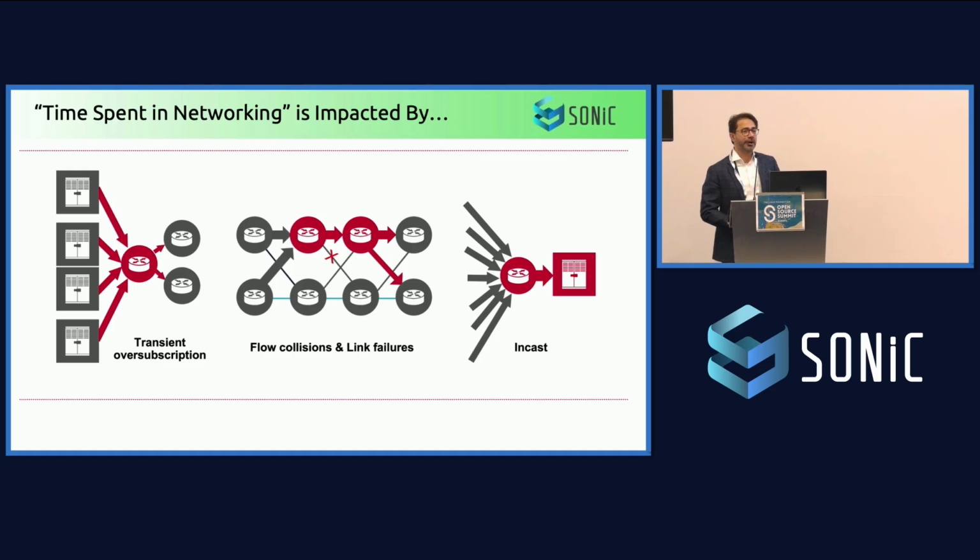Flow collision is a big problem. This problem happens because of the synchronous nature of the traffic. Every flow, all the flows start together. Can we turn this on?